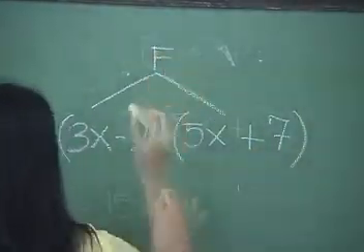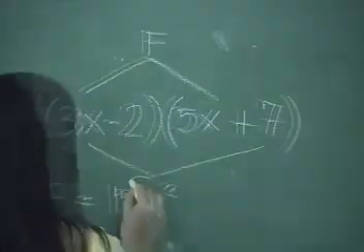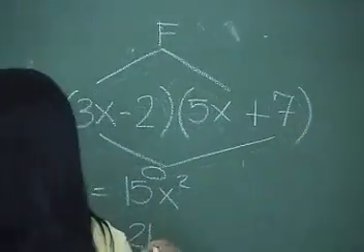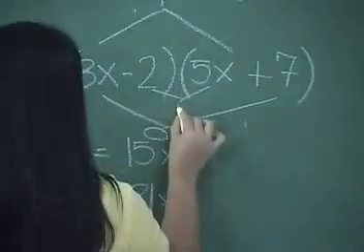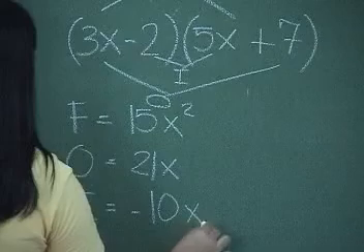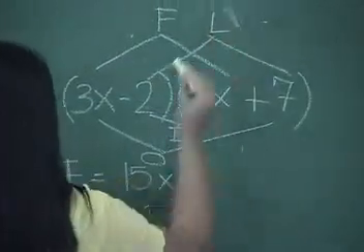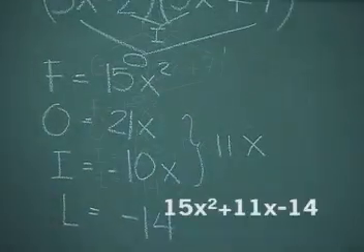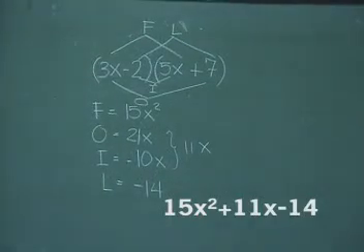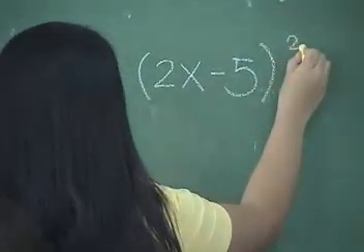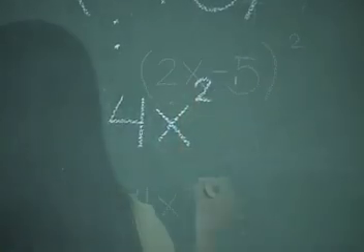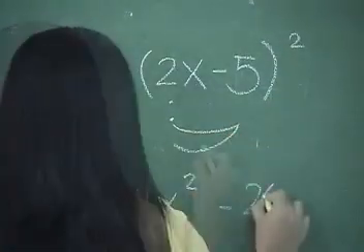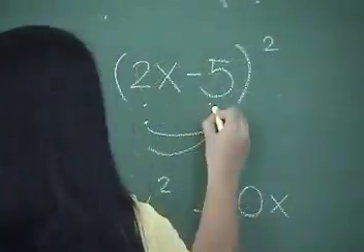F stands for the product of the first terms. O stands for the product of the outer terms. I stands for the product of the inner terms. L stands for the product of the last terms. To square a binomial, we simply square the first term, double the product of the first and second terms, and square the second term.